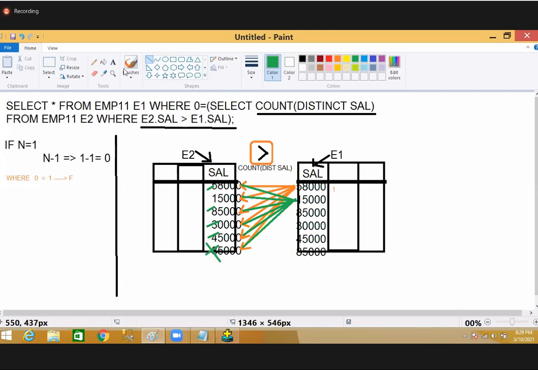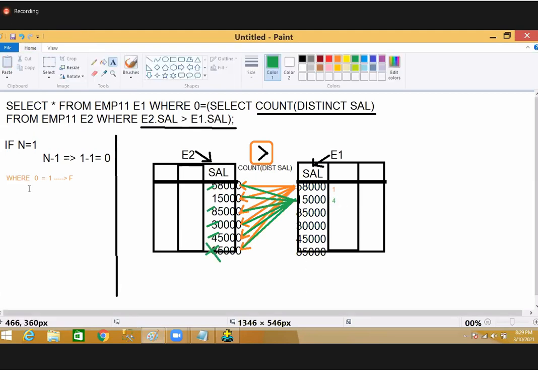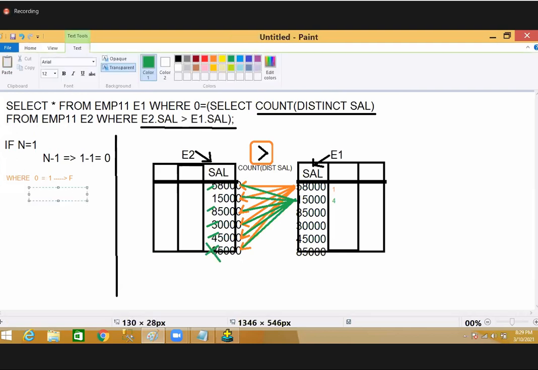Yes, 4 values. So that means the inner query result is how much here? 4. And that 4 I need to compare with my condition, or not? Yes or no? 0 is equal to the inner query count, which is what? 4. So 0 is equal to 4. Condition true or false? Yes, the condition is false.